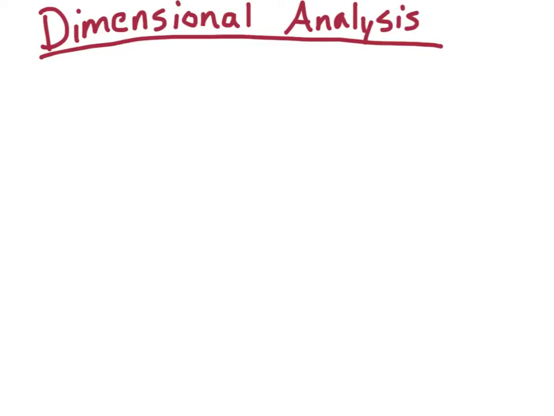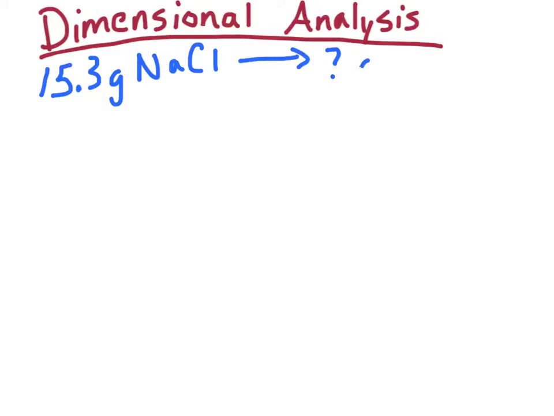Okay, so dimensional analysis. We're going to need the mole map, and we're going to be working with mole stuff, going back and forth with that. So say that I had 15.3 grams of sodium chloride. And I want to find out how many atoms of sodium are in there. Well, the first thing I want to do is I want to take up sodium and chlorine, and I want to look up the mass on the periodic table.